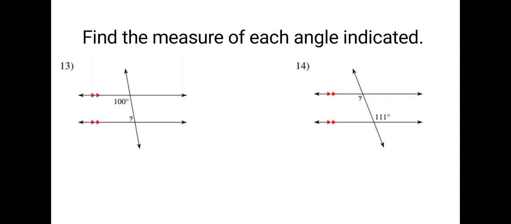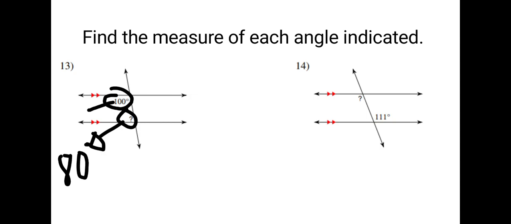Next, we have this one. So 100 degrees and this one. We can see here that they are on the same side because both of them are on the left side, right? Since they are same side interior, therefore they are supplementary. So the total must be 180 degrees. Since this is 100 degrees, you need 80 to make them equal to 180 degrees. So therefore this one is 80. So 100 plus 80 equals 180 degrees.